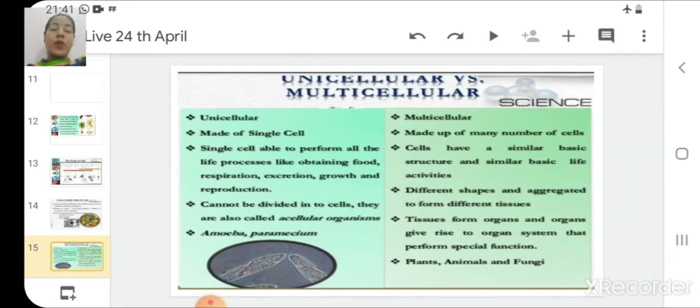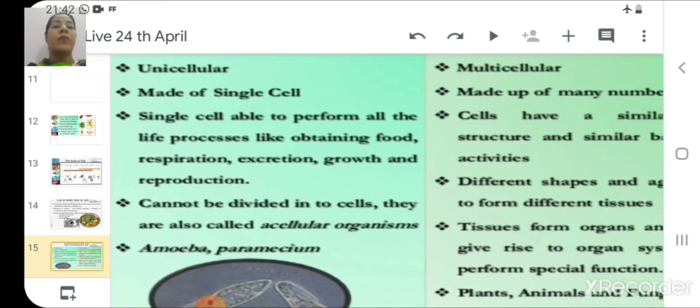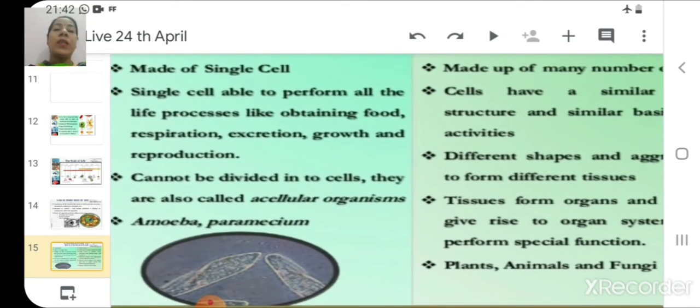So let us focus on the differences between unicellular and multicellular living organisms. Unicellular living organisms are made up of only one cell, whereas multicellular living organisms are made up of more than one cell. Unicellular organisms have a single cell, and within it they are able to perform all the life processes like obtaining food, respiration, excretion, growth, reproduction, etc. Like in the case of amoeba and paramecium.